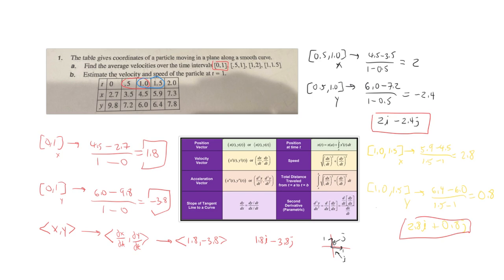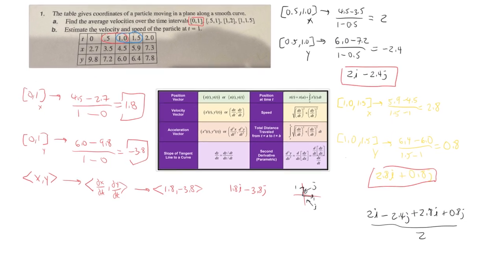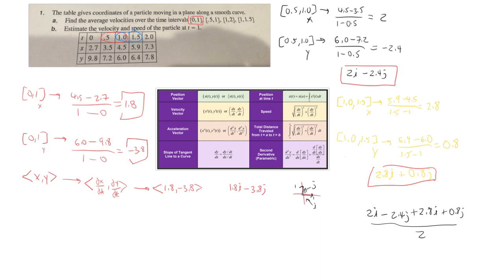So what I'm proposing is that we could then take the average of that, and that would be a matter of adding 2i minus 2.4j plus 2.8i plus 0.8j, and then dividing that result by 2. And that's going to end up giving us 4.8i divided by 2, so it's going to be 2.4i. If I combine negative 2.4j and positive 0.8j, that would be negative 1.6j, and negative 1.6 divided by 2 is negative 0.8j.